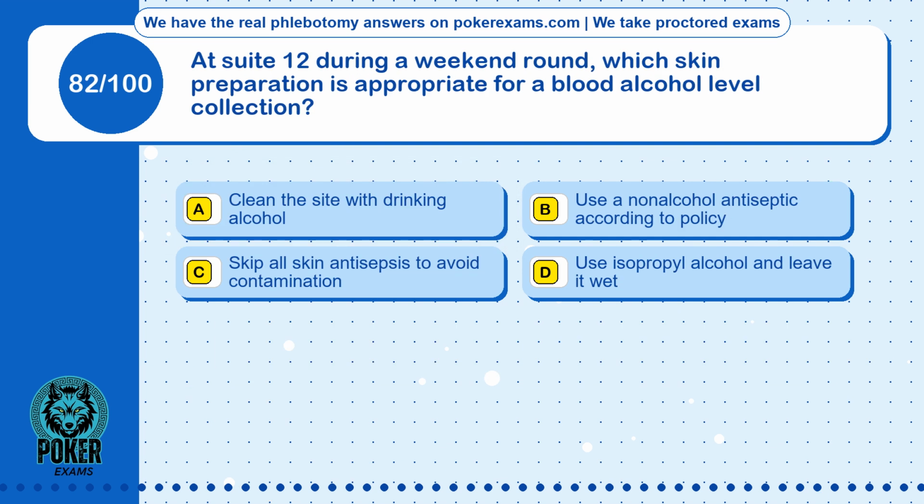Question 82. At Suite 12 during a weekend round, which skin preparation is appropriate for a blood alcohol level collection? Option A. Clean the site with drinking alcohol. Option B. Use a non-alcohol antiseptic according to policy. Option C. Skip all skin antisepsis to avoid contamination. Option D. Use isopropyl alcohol and leave it wet.